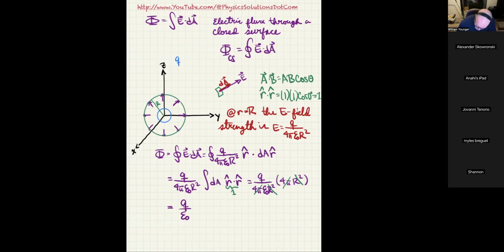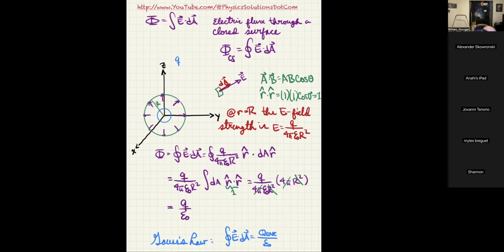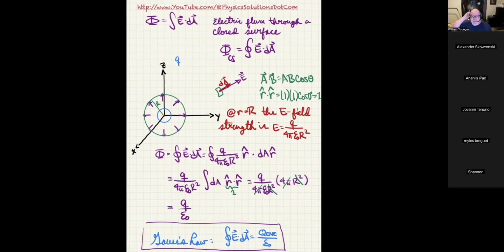So Gauss's law is this. It says the closed integral of E dot dA is equal to Q enclosed over epsilon naught, and the Q enclosed means all of the charge inside of the Gaussian closed surface that we chose.